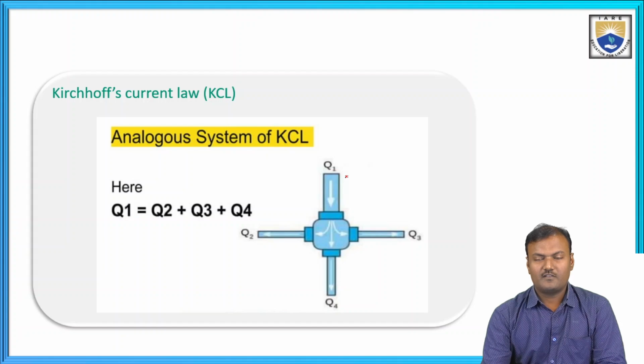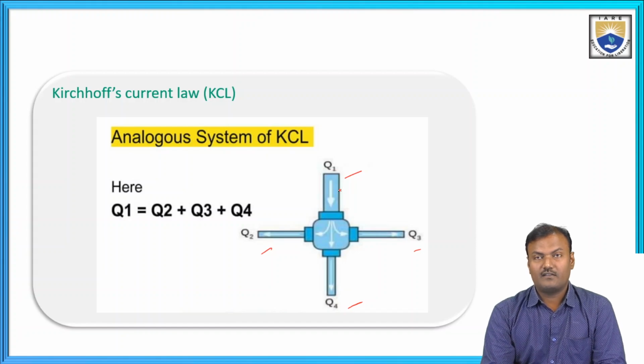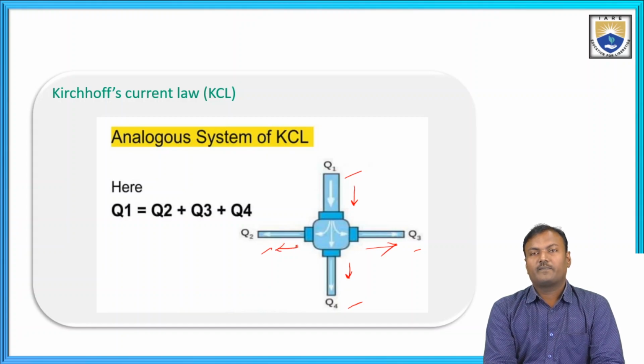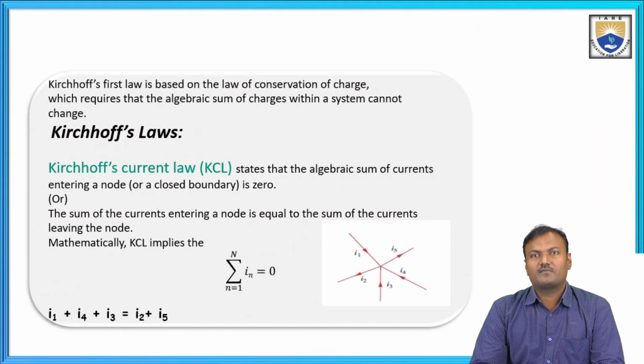Here Q1 is the pipe which has an inlet, and Q2, Q3 and Q4 are outlets. The water entering from pipe Q1 is dispersed through all these three pipes. That is, physically, the amount of water entering from Q1 is equal to the amount of water flowing out from the remaining three pipes, Q2, Q3 and Q4. So this is Kirchhoff's current law.